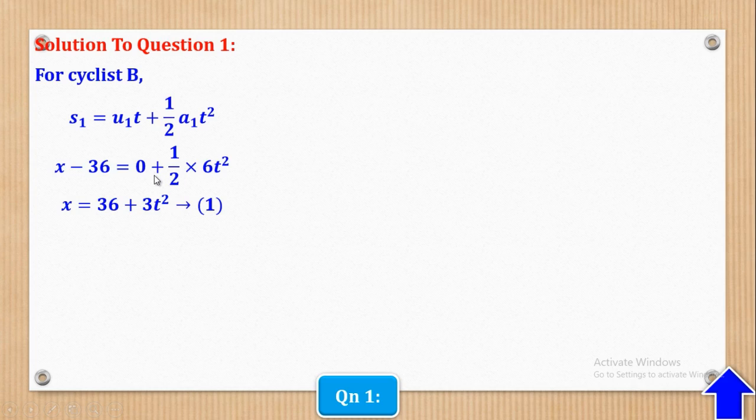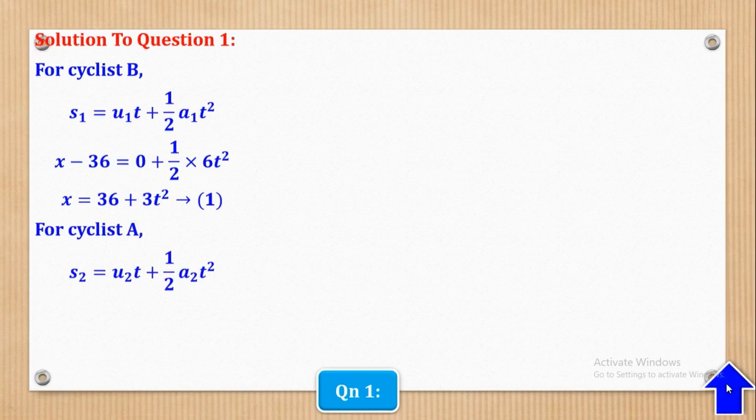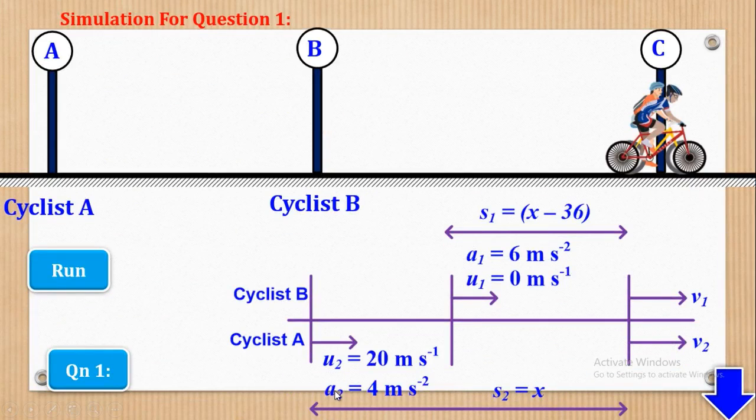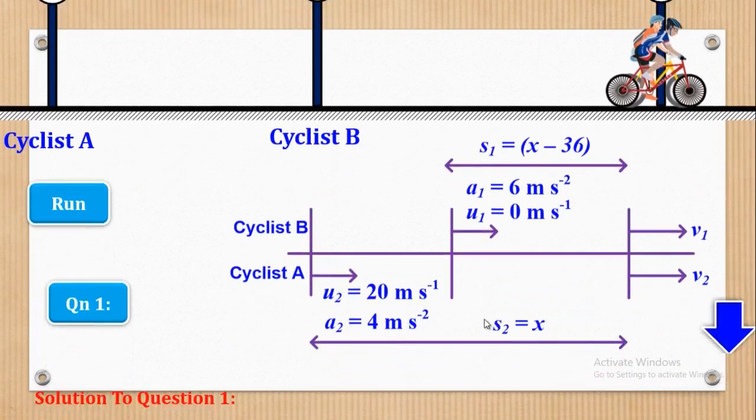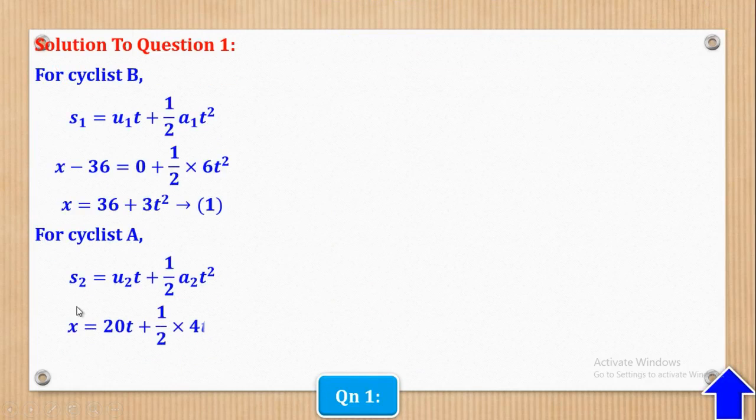We shall call that equation 1, and then we shall go to cyclist A. For cyclist A, we shall still use the second equation of motion, and from the sketch, s is x, u is 20 and a is 4. We substitute that in this equation to come up with x equals 20t plus a half times 4t squared. When I simplify, I come up with x equals 20t plus 2t squared. So basically now I've got two equations and two unknowns. The unknowns are x and t in both equations.